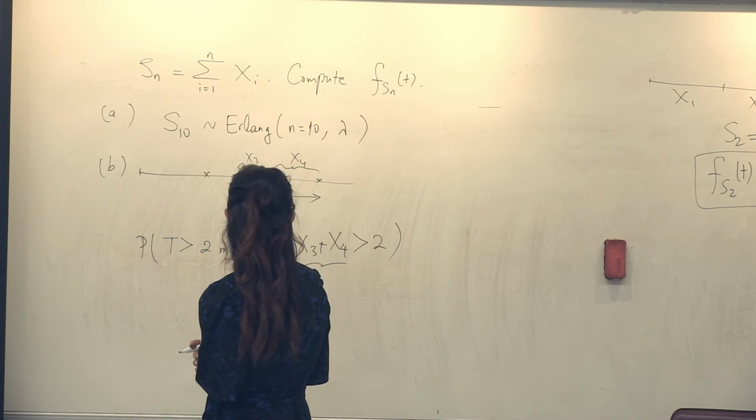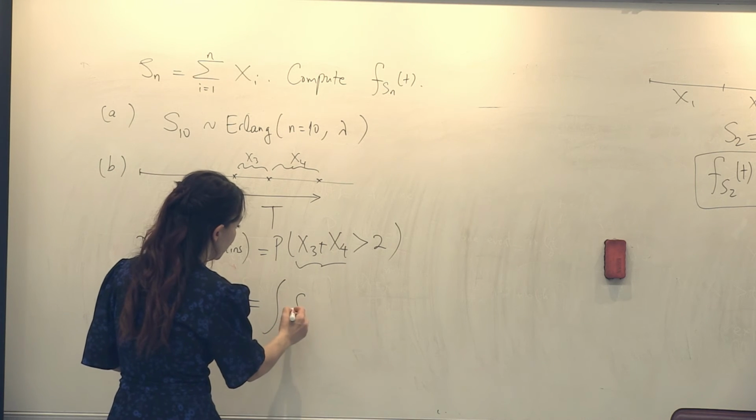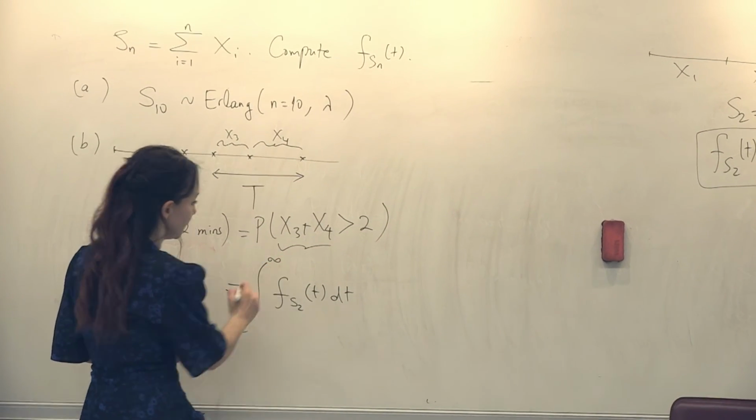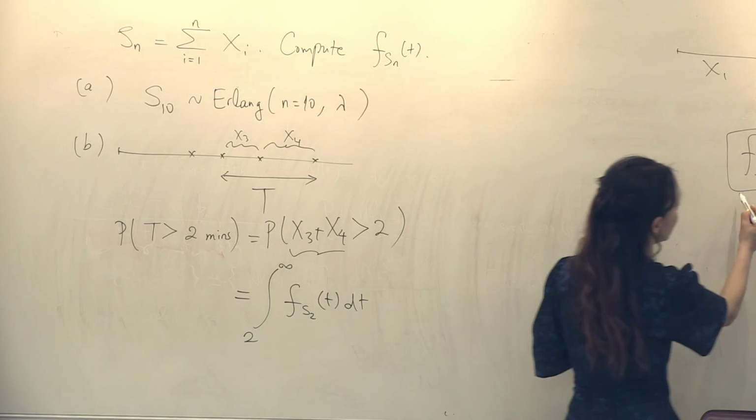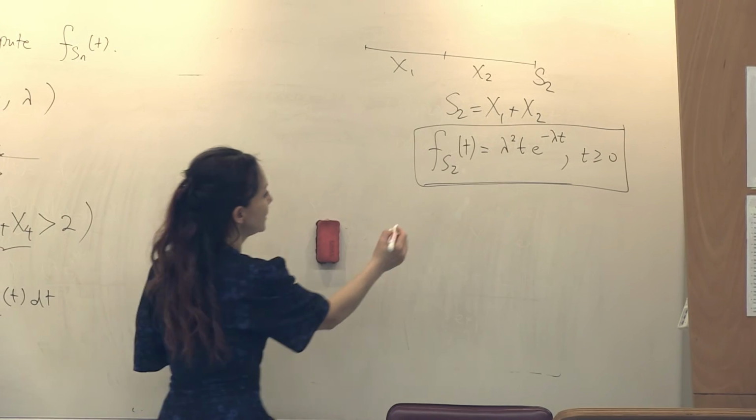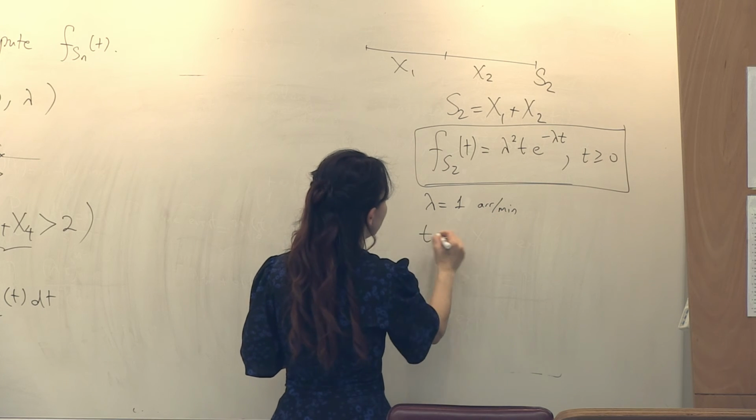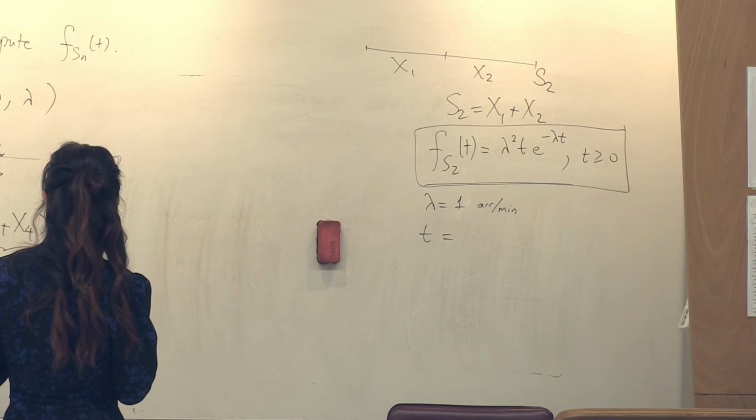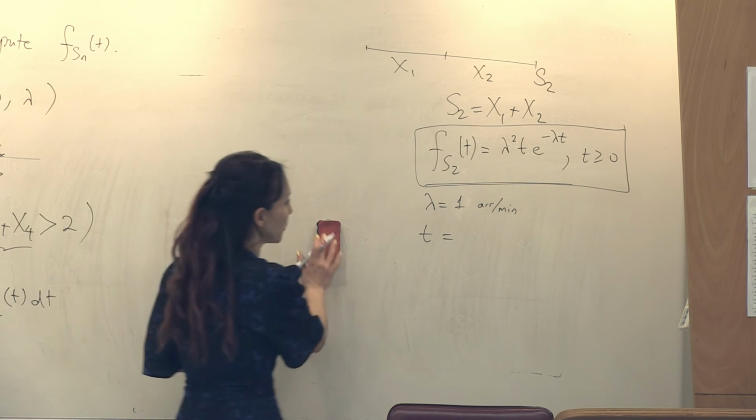So let's recall our Erlang PDF. So this is the integral of f S2 of t dt, t from 2 to infinity, right? What is f S2? We already computed it here. In our case, lambda is what? 1 arrival per minute. What is t? T is t. T is a free variable. So that was a trick question.